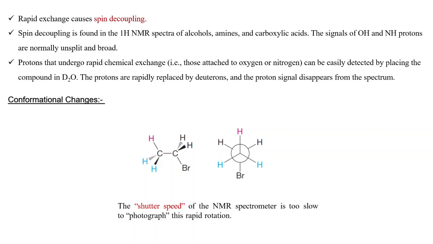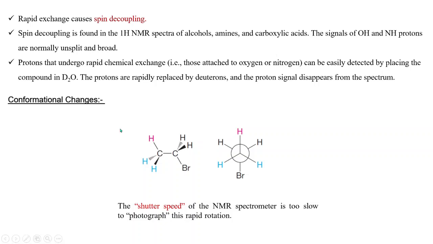What we can do is add some D2O, that is deuterated water. When you add deuterated water to the sample, deuterium will exchange with the OH and NH protons, and the OH peak in the NMR spectrum will disappear. From that you can confirm that there is some OH or NH proton, or generally some exchangeable proton in the molecule.